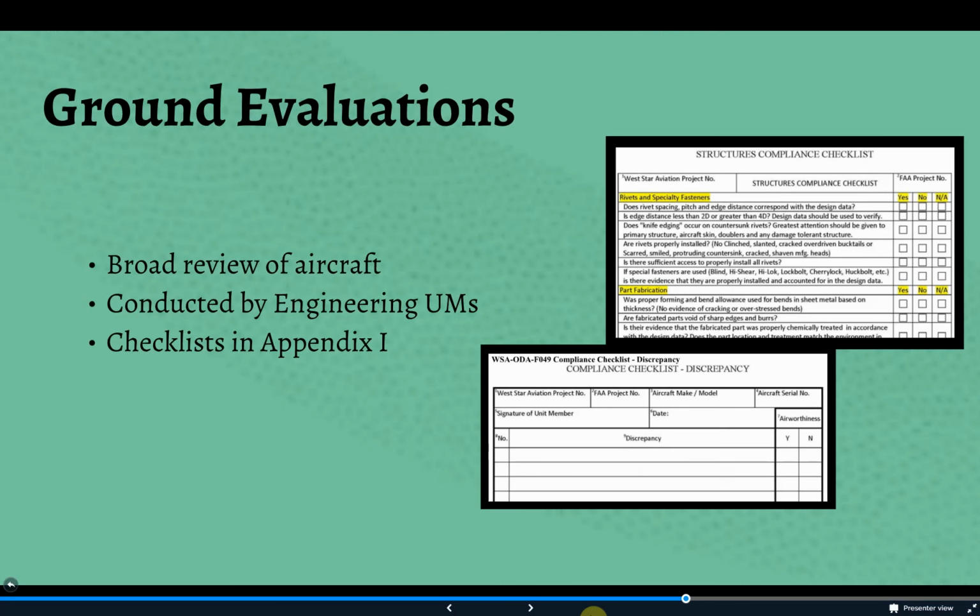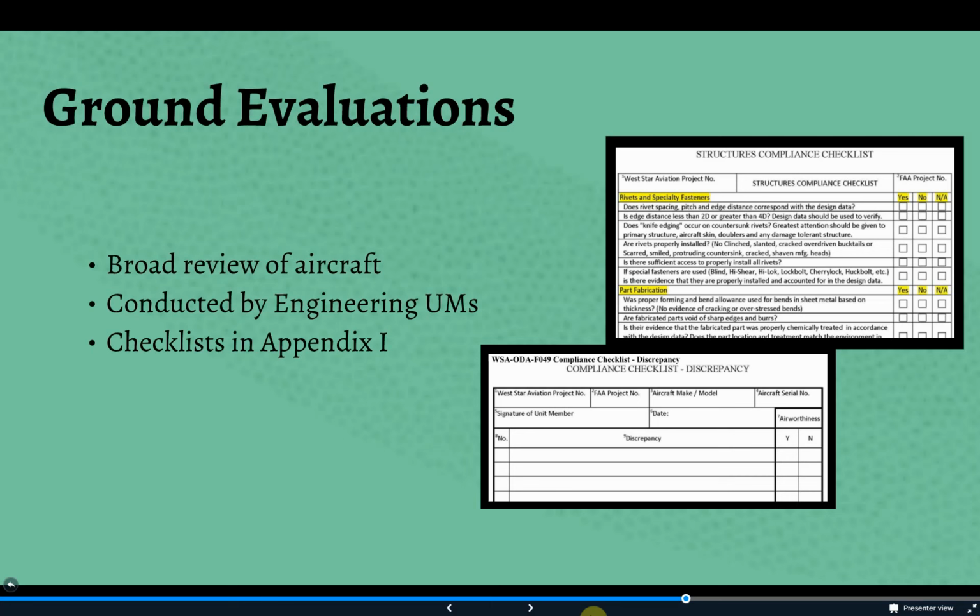Engineering unit members will conduct an aircraft ground evaluation when there isn't a clear understanding of the entire environment on the aircraft that is being modified, so the integration of a new design needs to be verified with reference to what's already on the airplane. Other reasons for conducting a ground evaluation may be when compliance can't be determined from reviewing drawings or reports only. Checklists have been developed for interiors, electrical, and structural reviews and can be found in Appendix I.